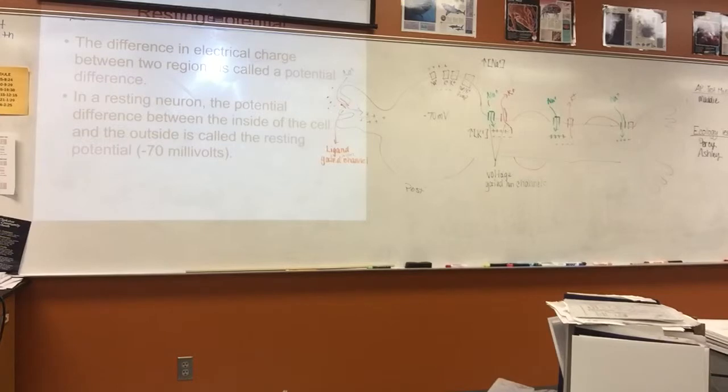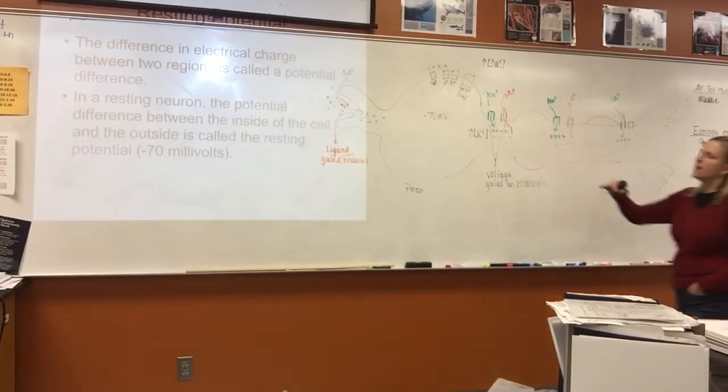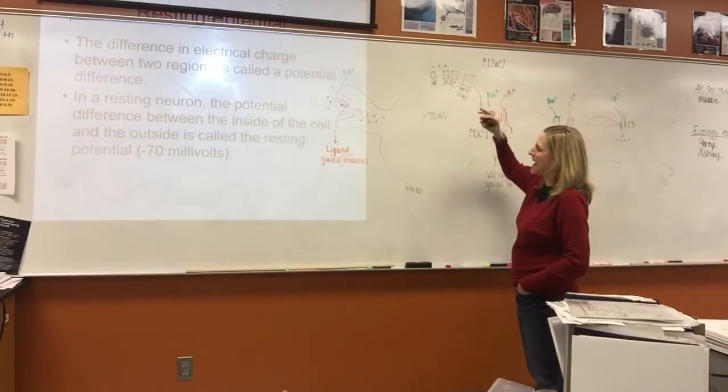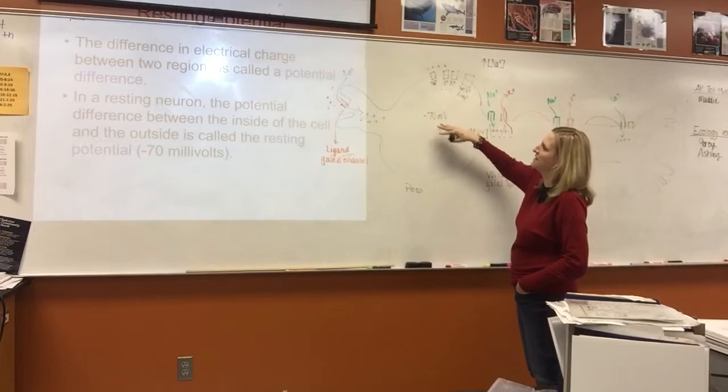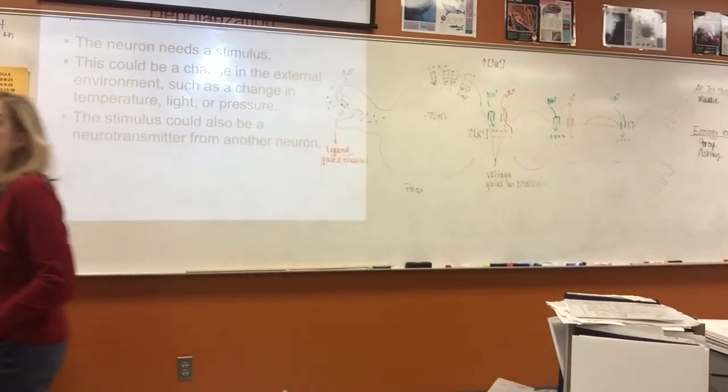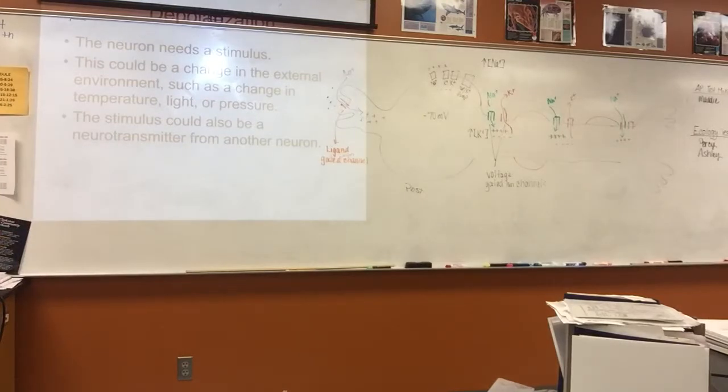And so the resting potential is -70 millivolts, meaning that, remember, the inside compared to the outside of the cell is negative. So it doesn't mean that it's actually literally negative, it's just less positive than the outside. And so the neuron needs a stimulus.